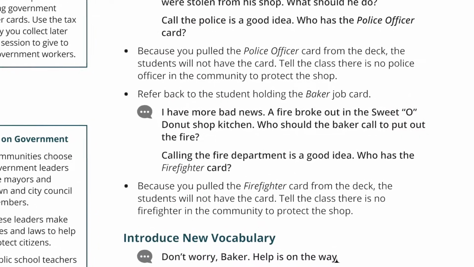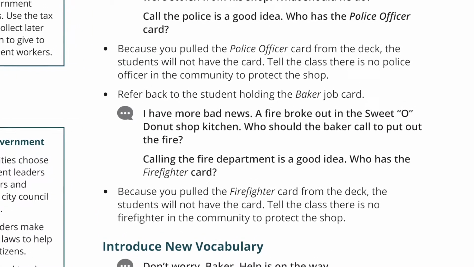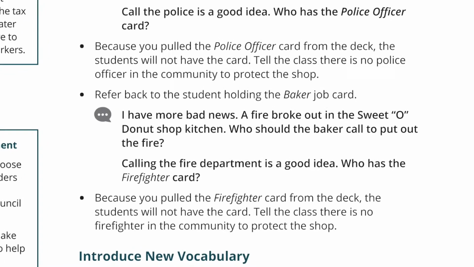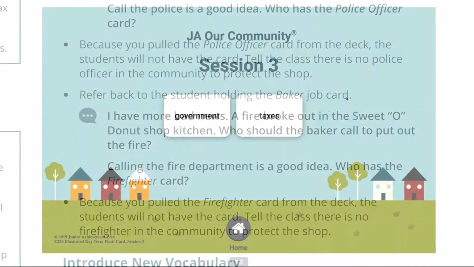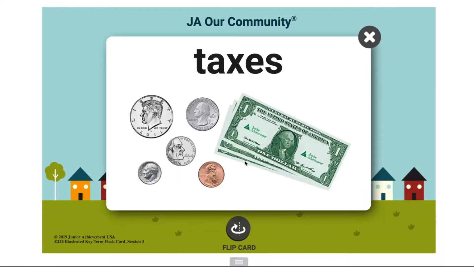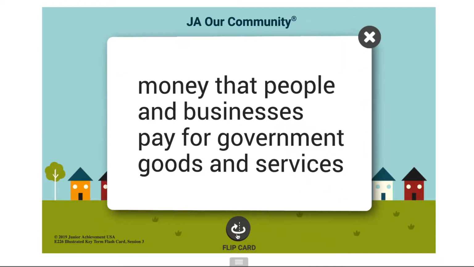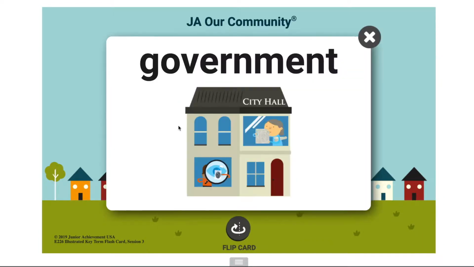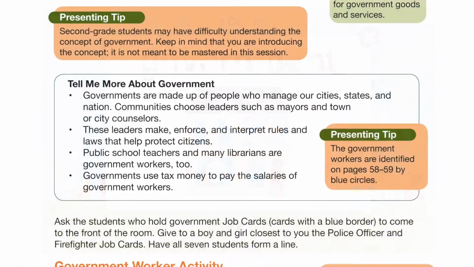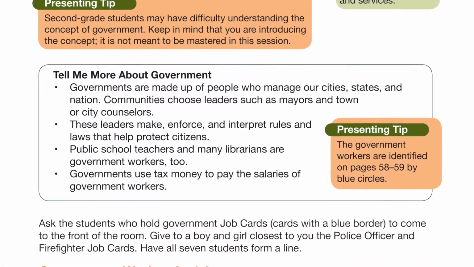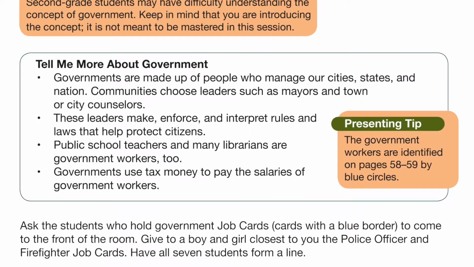Next, tell them the community has a problem. Use the prompts in your guide to walk through the community scenario. Explain that to pay police and firefighters, the government collects taxes. Display or project the vocabulary words for government and taxes. Use the talking points in your guide to share more about the government and taxes.